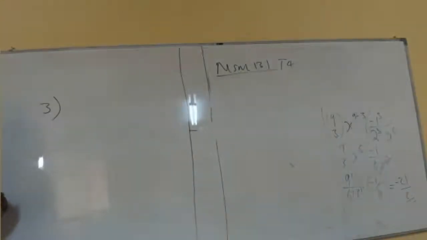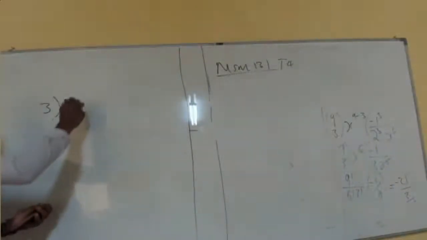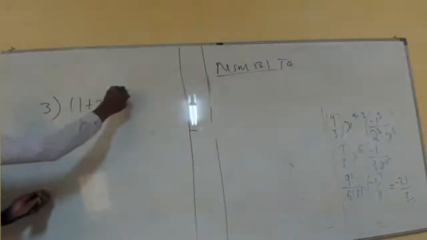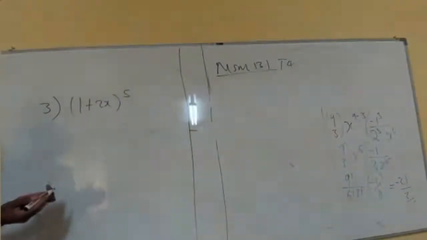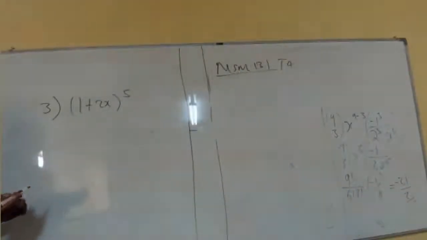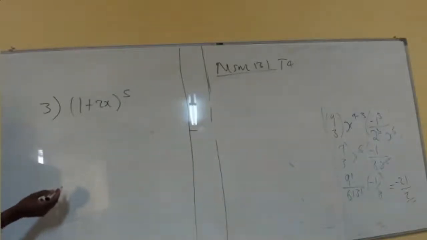Question 3. You've been given 1 plus 2x to the power 5, right? So we need to expand that. 1 plus 2x to the power 5. Right, so expanding that, I can use Pascal's triangle, right?